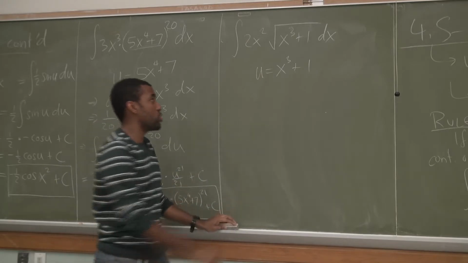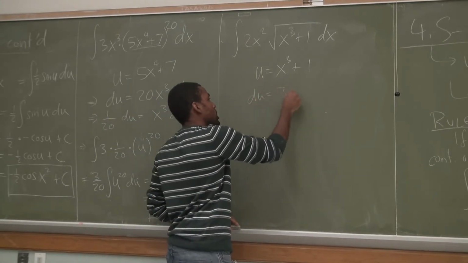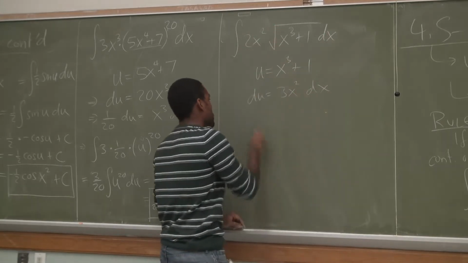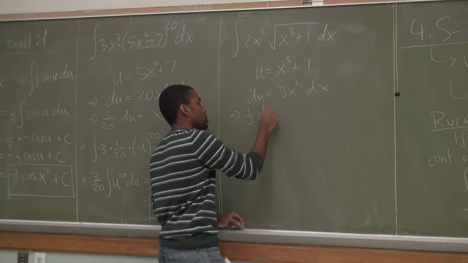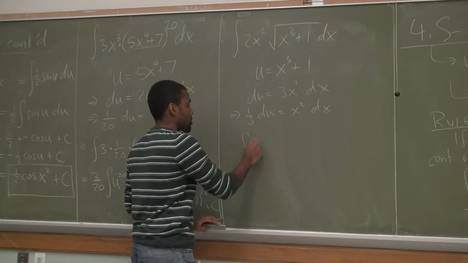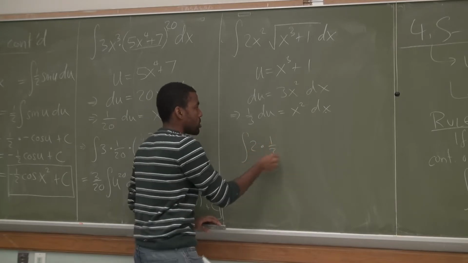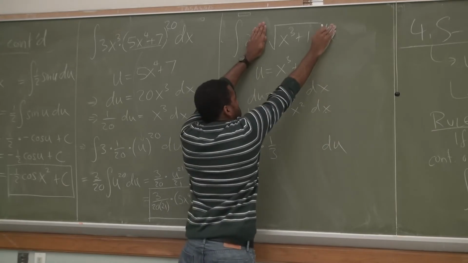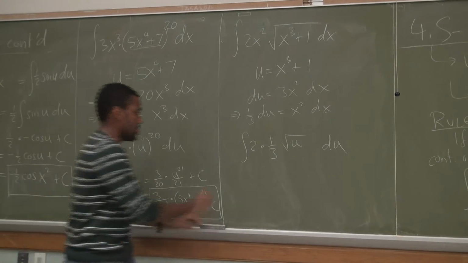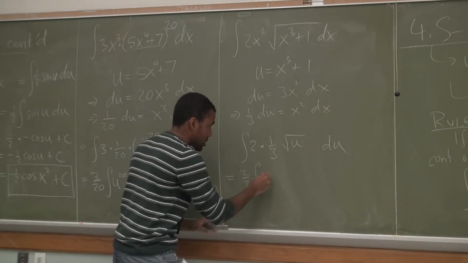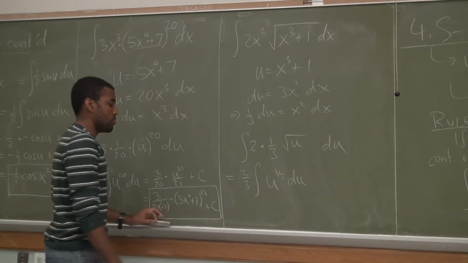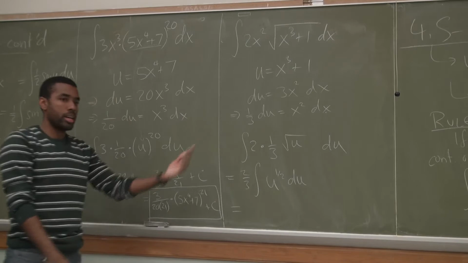However, if I say u equals x cubed plus 1, then the derivative is 3x squared dx, and I have that x squared dx. So this means that 1/3 du is equal to x squared dx. And so I can swap out my stuff. This is 2 times 1/3 du replaces the x squared dx. And now I just have a radical u. So this is just 2/3 times the integral of u to the 1/2 du. And again, I can use the power rule for that.